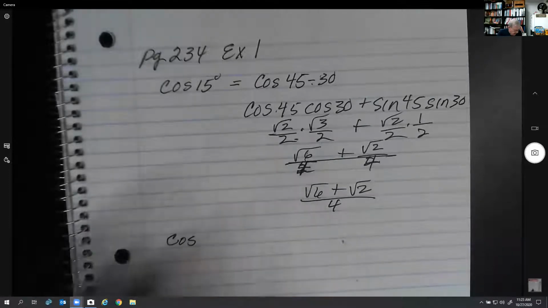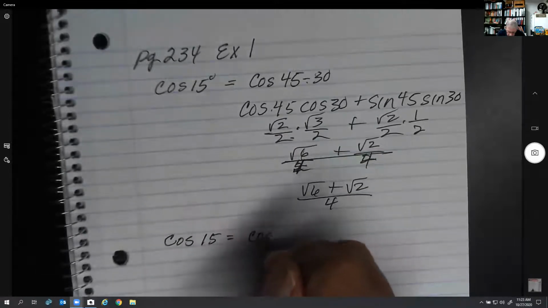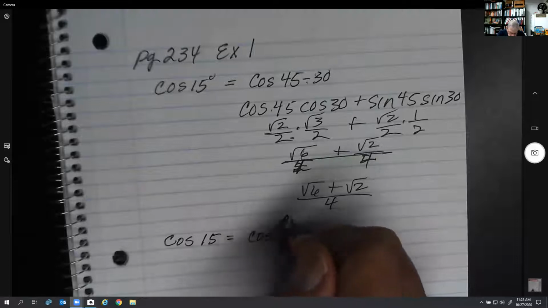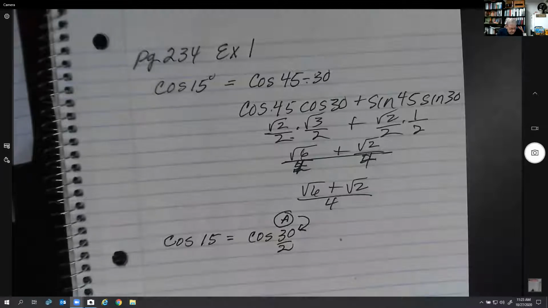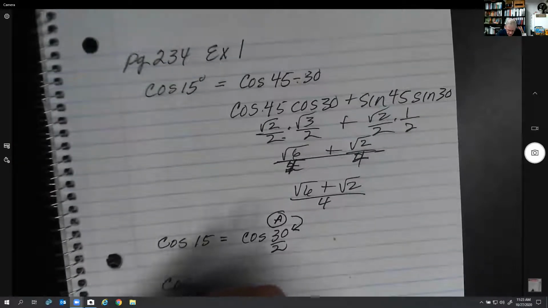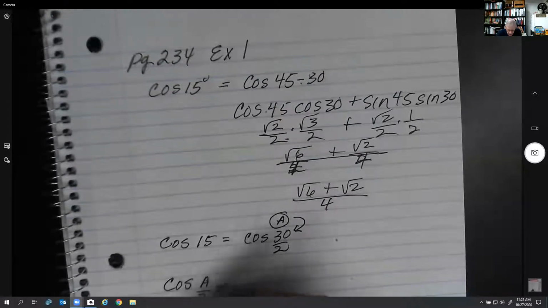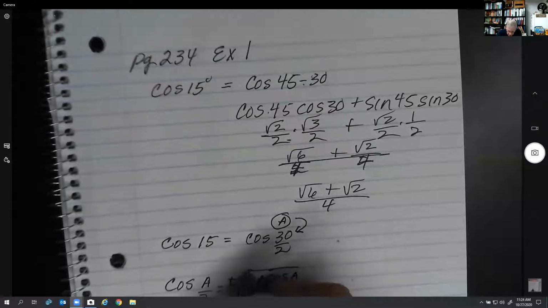So I want to find the cosine of 15 degrees. So the cosine of 15 degrees is the cosine of 30 divided by 2. So in our formula, A is going to be 30. Okay, that's what we're going to use. And we're going to use this formula. I'm going to use this formula right here. Cosine of A over 2, which is 30 over 2, is equal to plus or minus square root of 1 plus the cosine of A divided by 2. And this whole thing's under the radical.